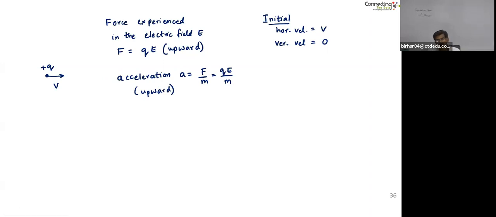This also means that the horizontal velocity will not change at all because there is no horizontal force. The only force acting on it is in the vertical direction. So the only acceleration it experiences is in the vertical direction. If you analyze its motion in the vertical direction, we can use the equation S is equal to ut plus at square by 2. S is equal to initial velocity in the vertical direction, which is 0, plus acceleration, which is given by this expression here.